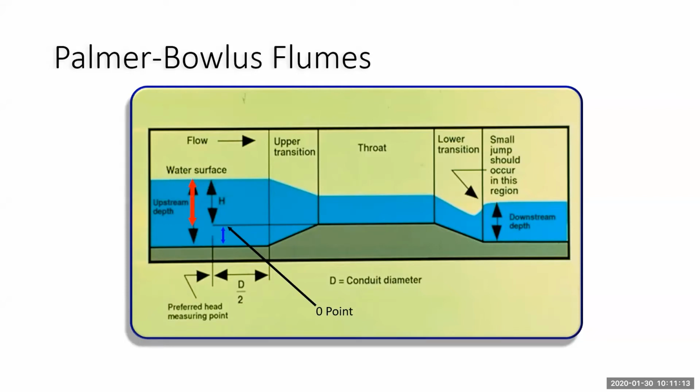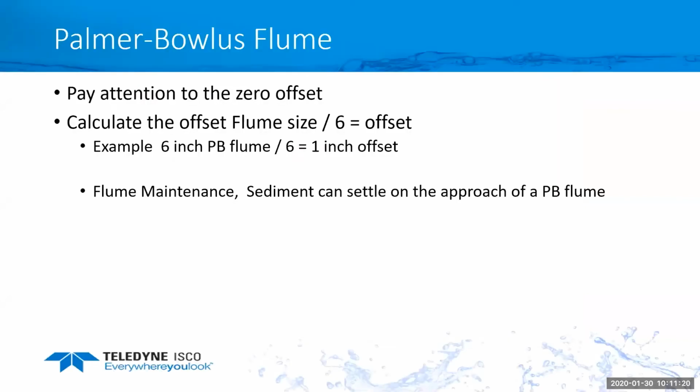So when doing this, you would measure the overall depth where the red arrow is at, and then subtract the upper transition. So you want to pay attention to the offset, and the way you can figure that out, the formula is the diameter of the Polymer Bolus flume divided by 6. So in this example, we have a 6-inch Polymer Bolus flume divided by 6. The upper transition is 1 inch.